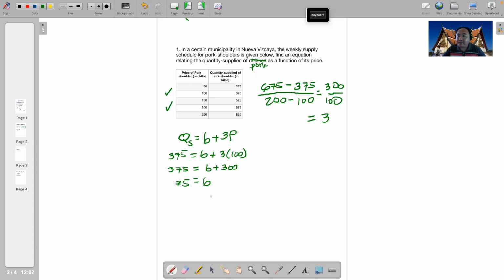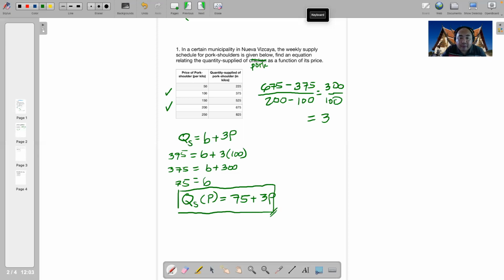So, what does this 75 mean? That means when price is zero, there is still a supply of 75 kilos of pork. But then we don't really need to think deeply about why that is so for now. We just need to come up with the quantity supplied model. So to finish off, quantity supplied as a function of price is 75 plus 3P. Of course, we want to check if this is correct. And how do we do the checking? We choose another point that is not the two that we used.